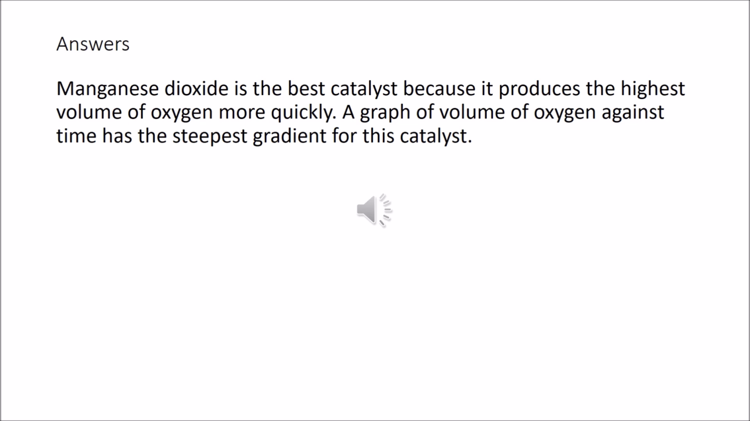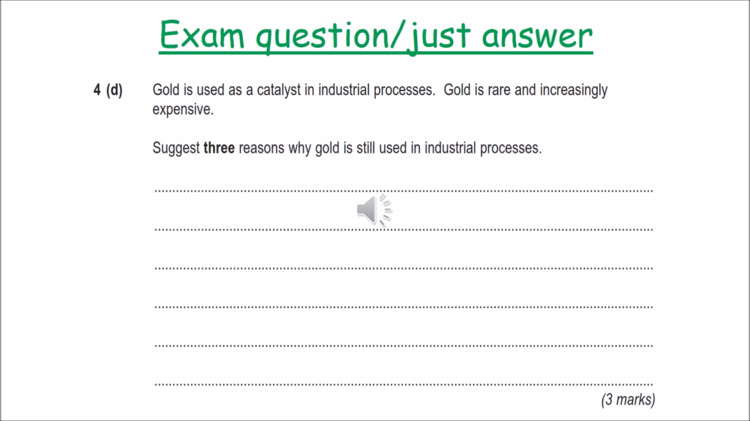Right, there are also some exam style questions for you to try on this topic. Gold is used as a catalyst in industrial processes. Gold is rare and increasingly expensive. So suggest 3 reasons why gold is still used in industrial processes. This is a 3-mark question. So try to attempt the question first before checking your answer on the next slide.